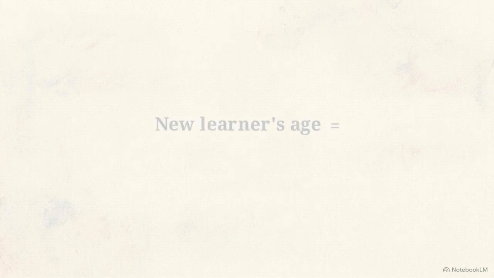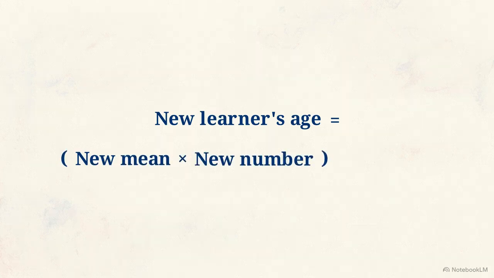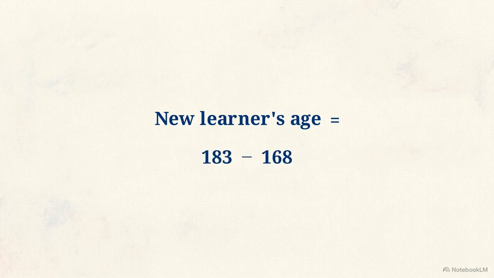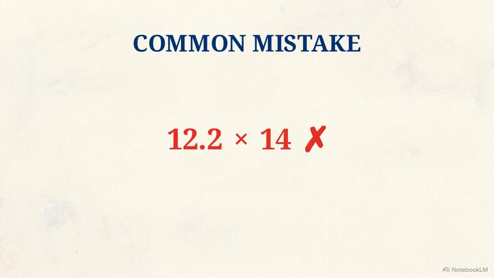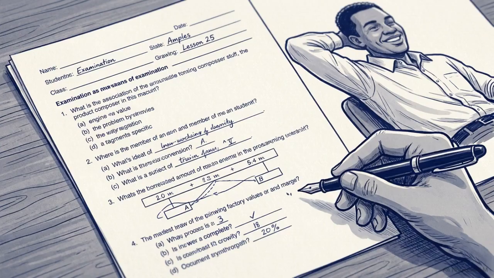Here is a cool shortcut for your exam. You can write this as one equation. New learner's age equals the new mean times the new number minus the old total. 12.2 times 15 minus 168 gives us 15 immediately. The most frequent error students make is multiplying the new mean by the old number of learners. Always remember to add the new person to your count before you multiply. Understanding this logic while using the shortcut helps you solve these problems quickly under exam pressure.